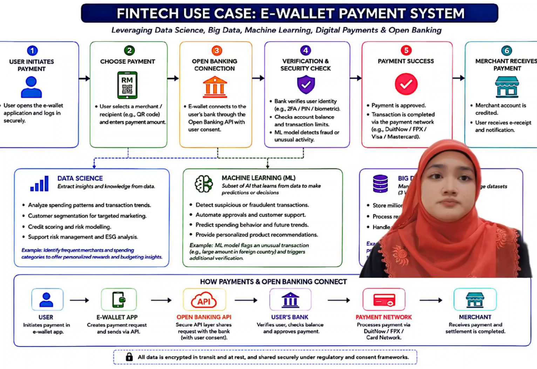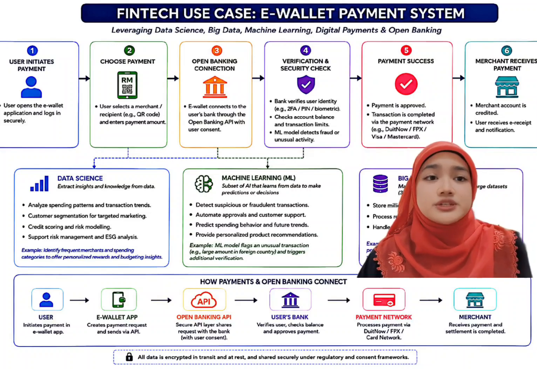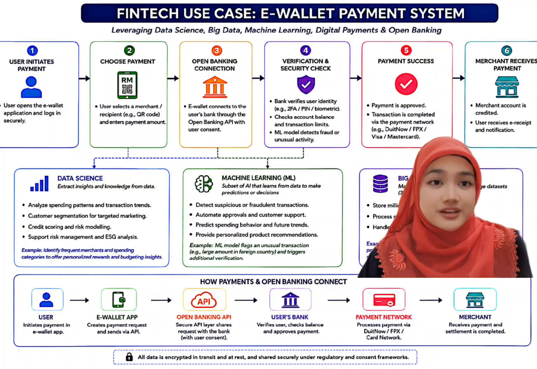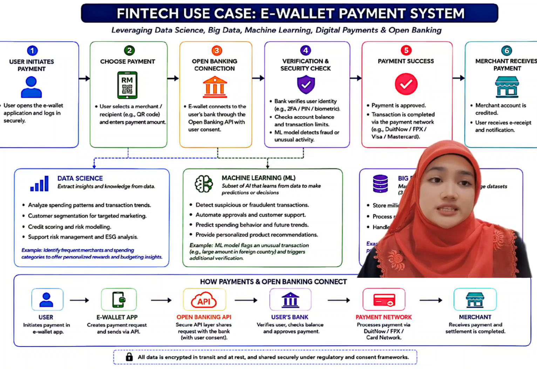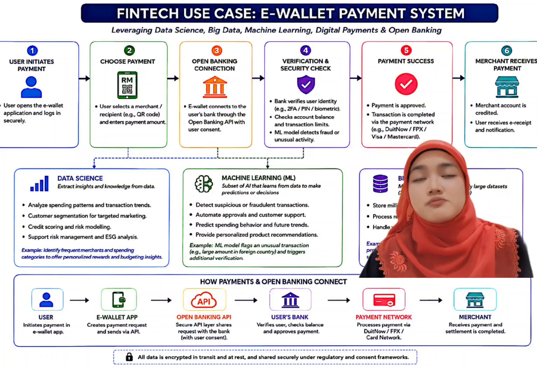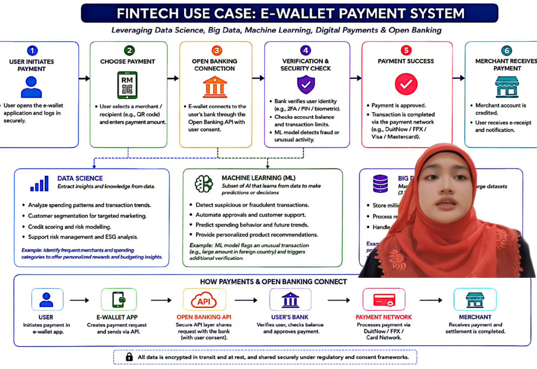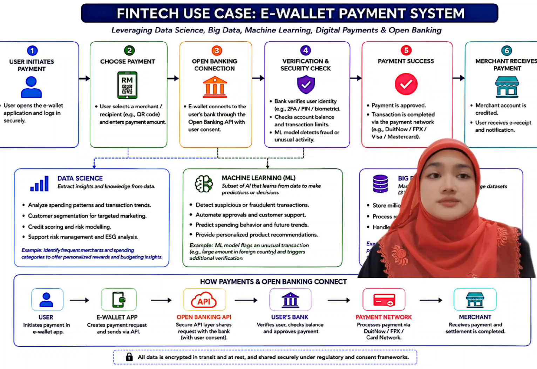Second, Open Banking API. This secure API layer bridges the e-wallet and user bank, sharing transaction details safely with the user's consent. User bank verification. The bank verifies the user's identity, checks the account balance, and approves the payment request.